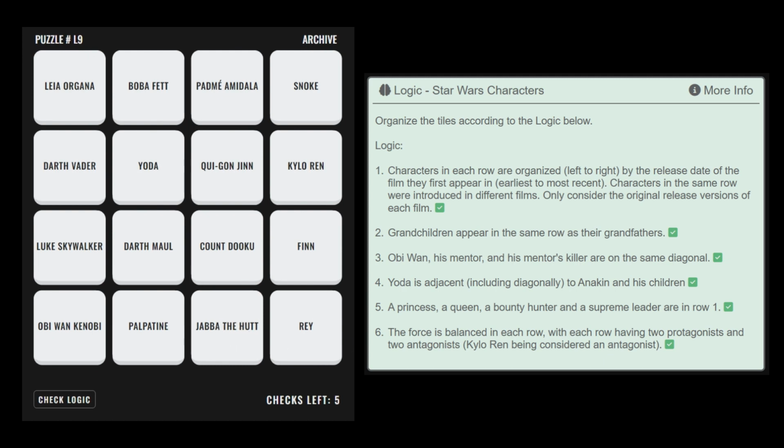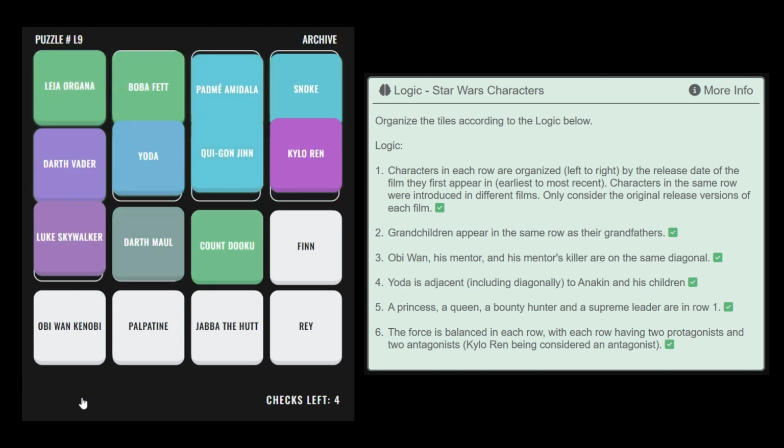It is only in the special edition edits of Episode 4, A New Hope, that Jabba the Hutt and Boba Fett appear, which is why Rule 1 states to only consider original release versions of each film. If we check the logic now, we'll see the puzzle is solved without any guessing.